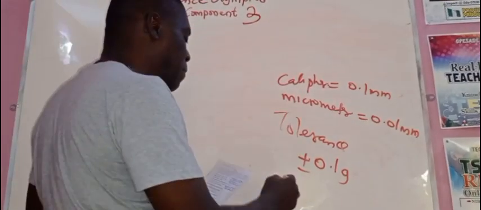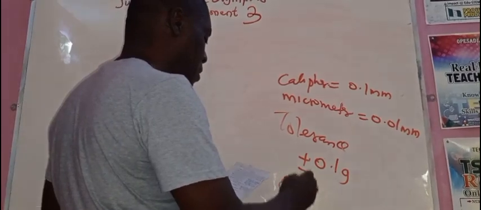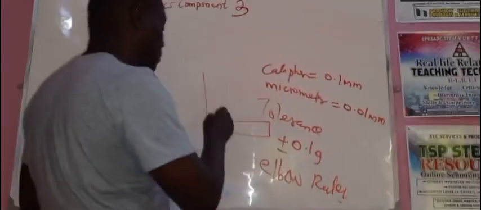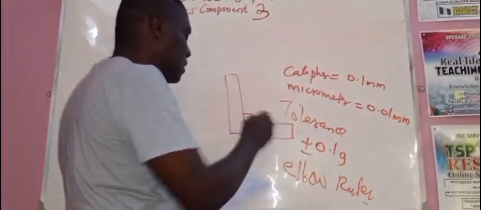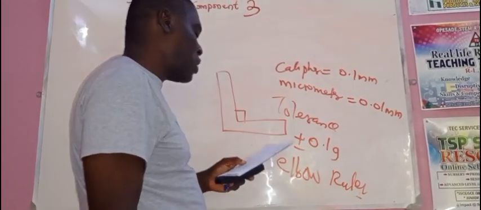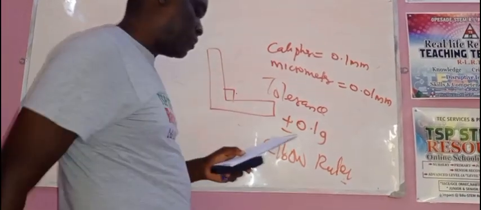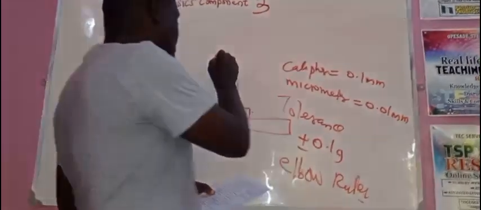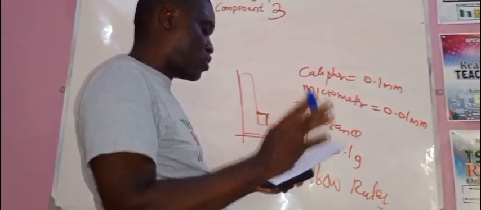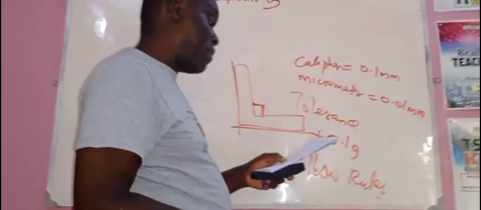Then there's what they call the elbow ruler. It looks like an L shape, having an angle of 90 degrees. No wonder it is used to verify or measure a 90 degree angle. It is also used to measure length: this side can be used to measure length, and this side too. When you are doing structural construction, you can use it to confirm if an angle is 90 degrees. Take note of that.